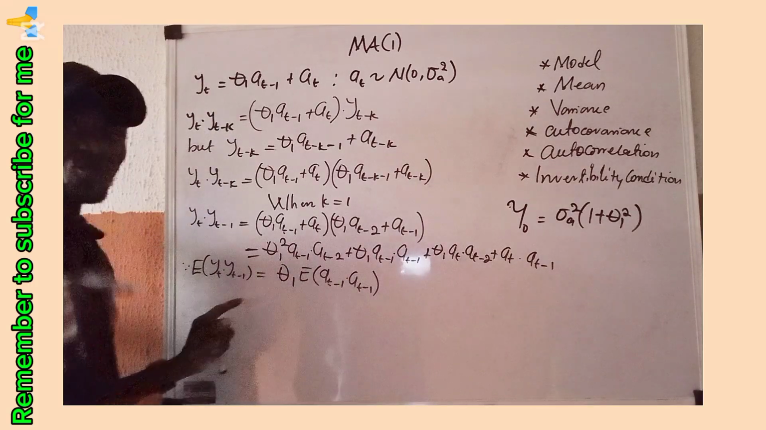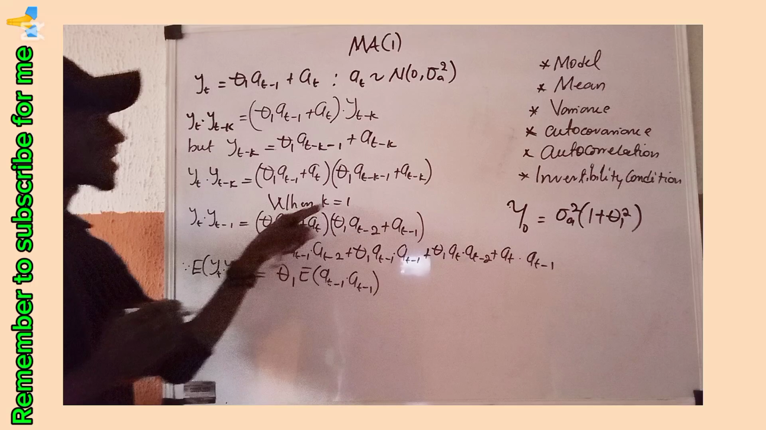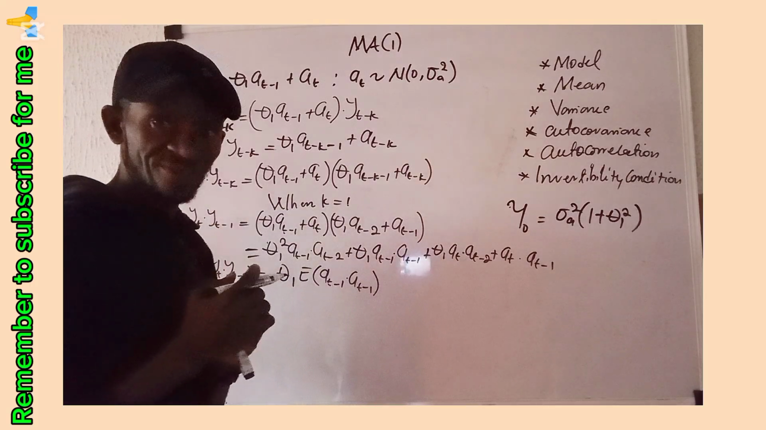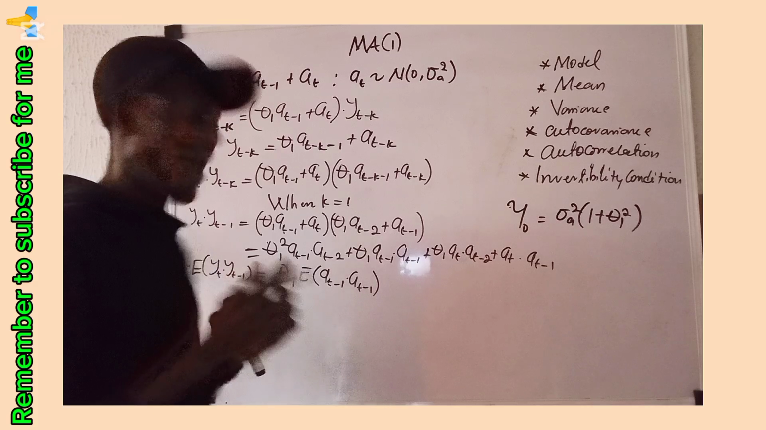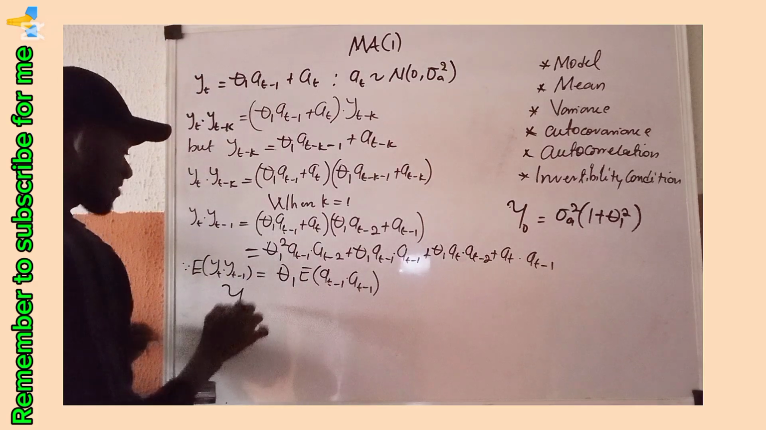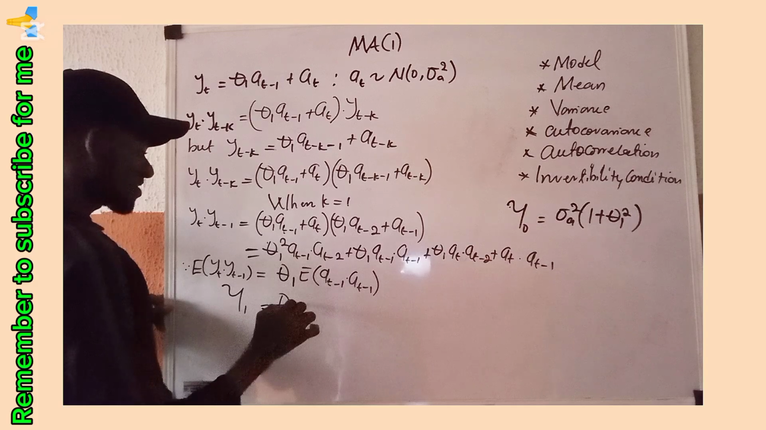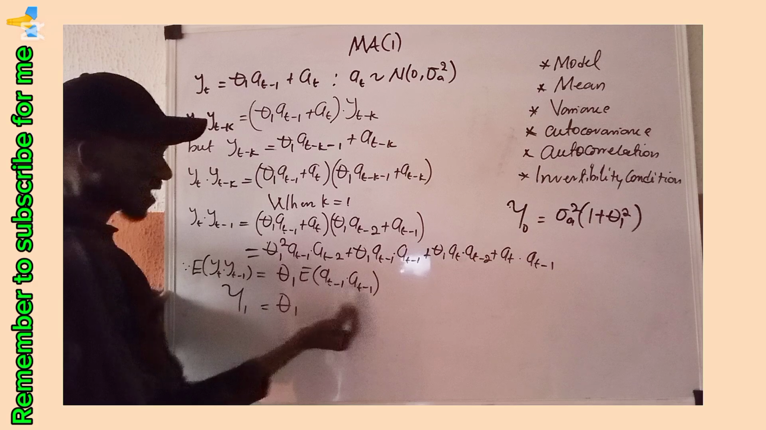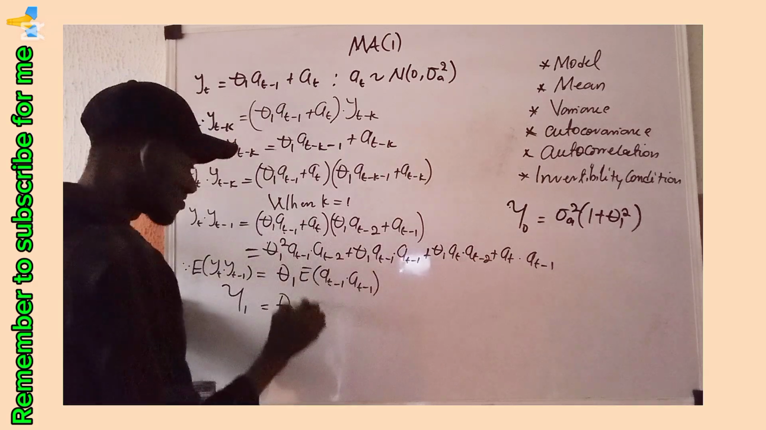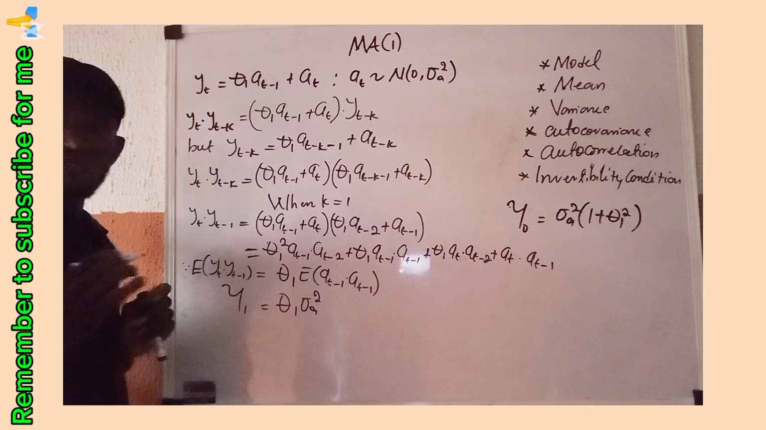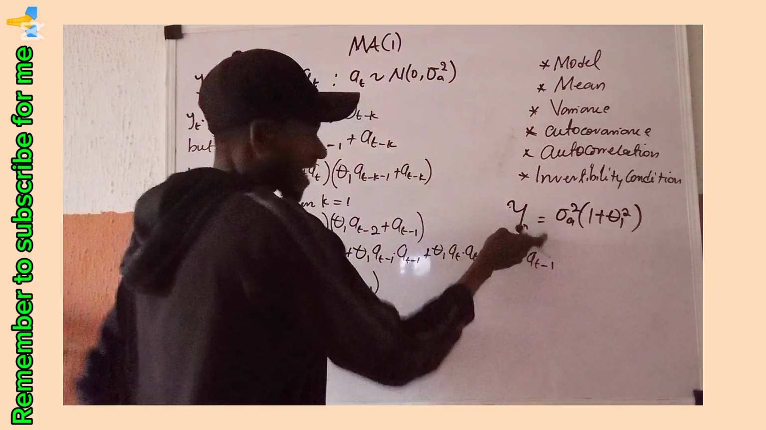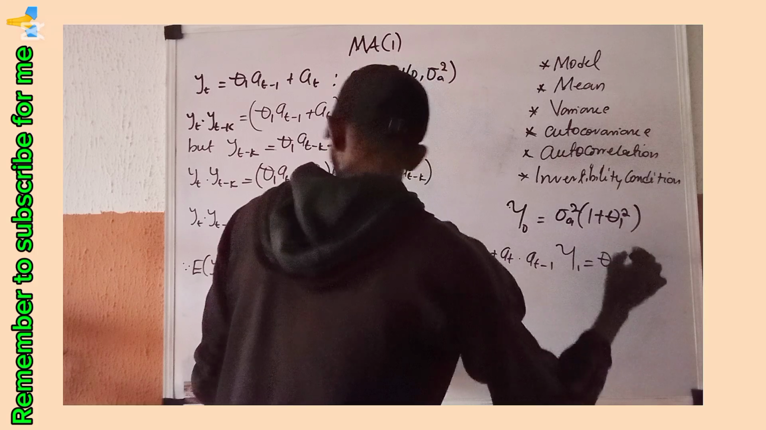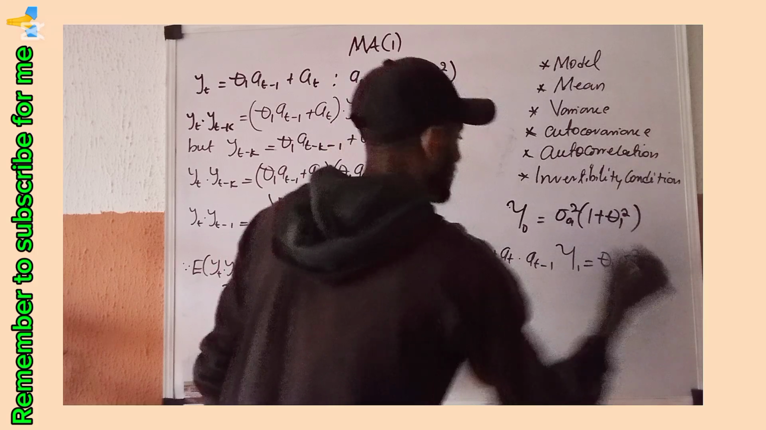We now have this. And do remember that when k is equal to 1, you are talking about autocovariance at lag 1, written as gamma 1. Here it becomes theta 1. Of course, the expected value of the error term at t minus 1 is the variance, which is sigma squared of a. So I'll comfortably say that our gamma 1 is given as theta 1 times sigma squared of a.